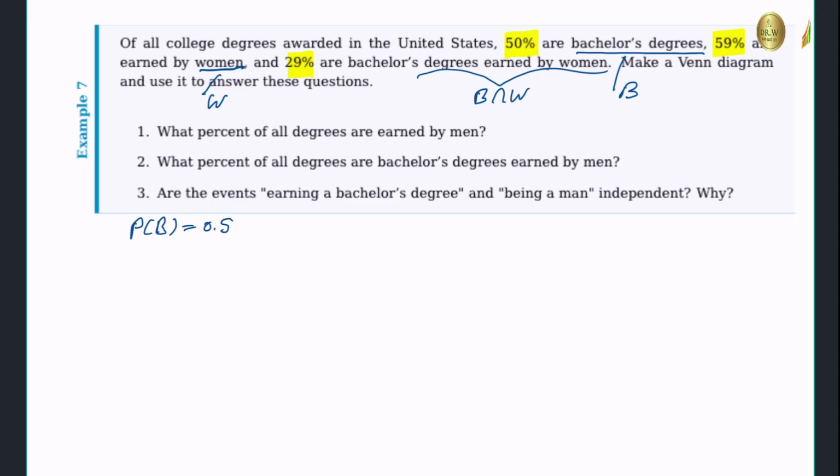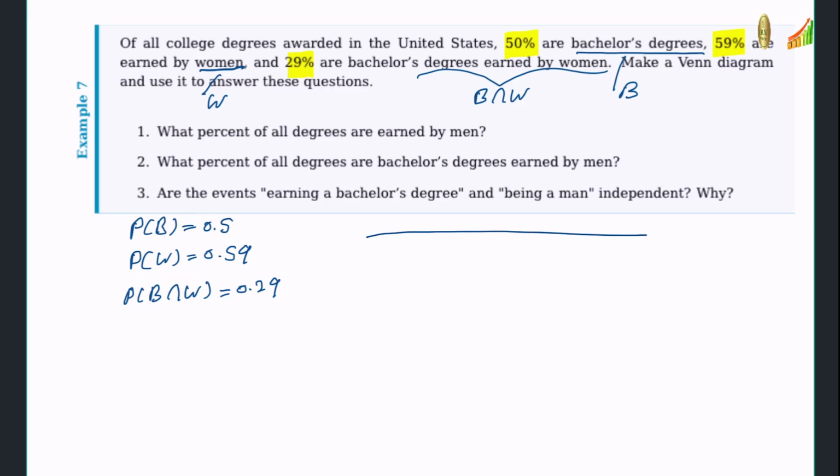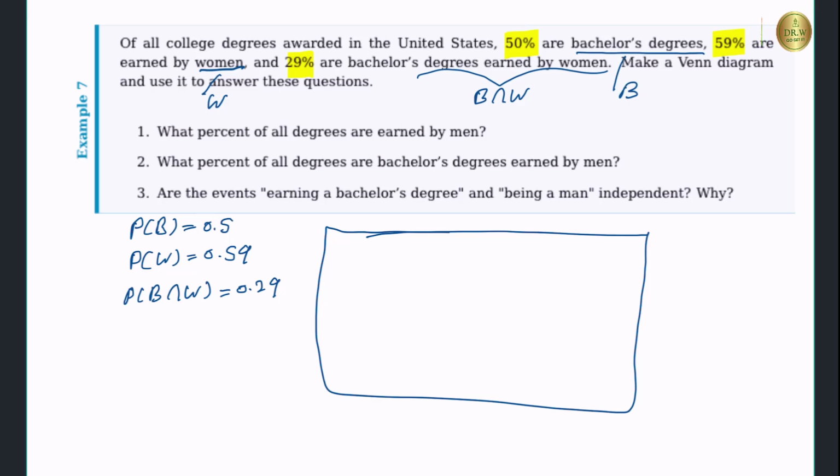59% are earned by women, so probability of W equals 0.59. The last one, probability of B intersection W, that means B and W, equals 0.29. Now we know there are two events, so we can start to draw the Venn diagram. And here the sample space.